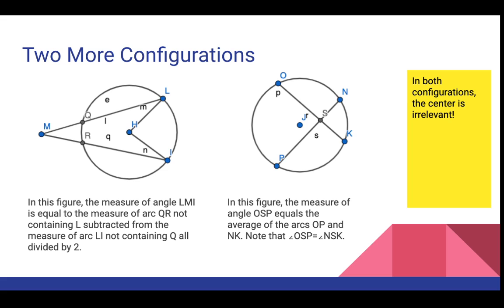So we have a question. Configuration 1 is like configuration 2, but the convex arc QR becomes negative. I guess you could think about it like that. Yeah, that's true. Yeah, that makes sense.